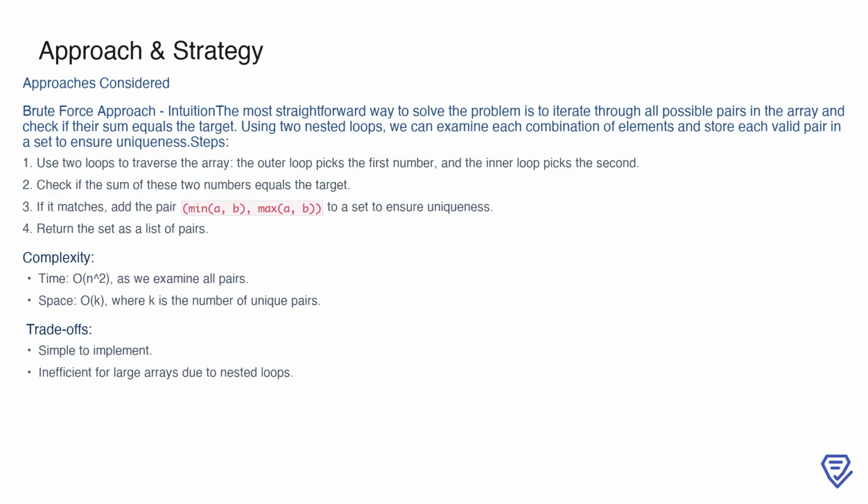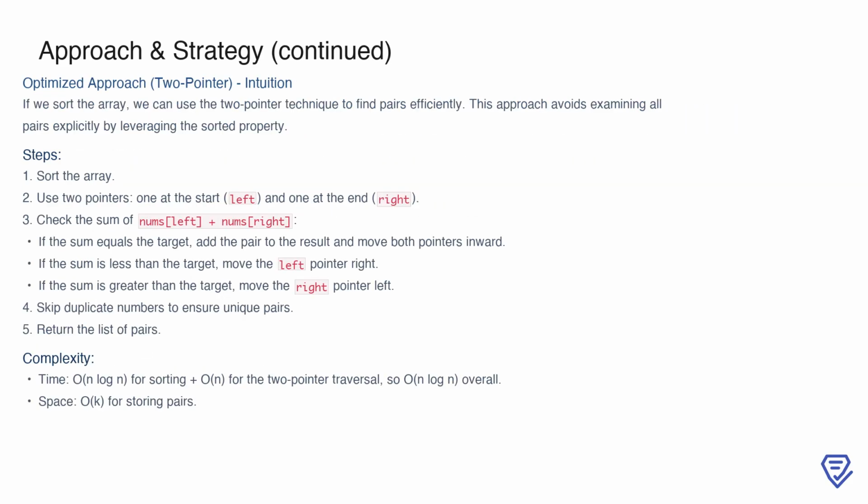While this approach is easy to implement, its major drawback lies in its inefficiency for larger arrays. The time complexity is n squared due to the nested loops, and while the space complexity is relatively low, only requiring storage for the unique pairs, the trade-off in performance makes it impractical for larger inputs. This simplicity can be helpful for small datasets, but we need to explore more efficient methods for scalability. A more efficient method we can use is the two-pointer approach, which leverages the power of sorting to reduce the number of pairs we need to examine.